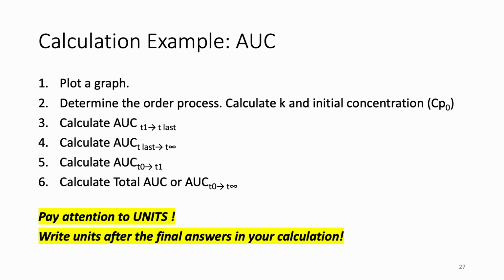And in the calculation of AUC as a pharmacokinetic parameter, pay attention to the units. Always write the unit after the number so you can recognize whether you need to convert the unit or not. And if you do the final calculation on paper, always write down the unit.